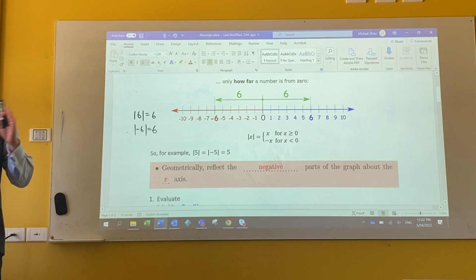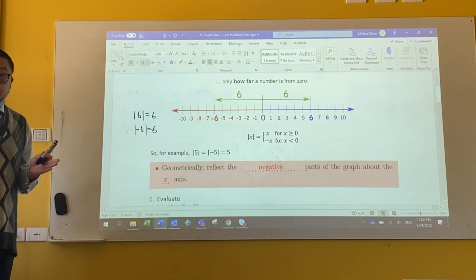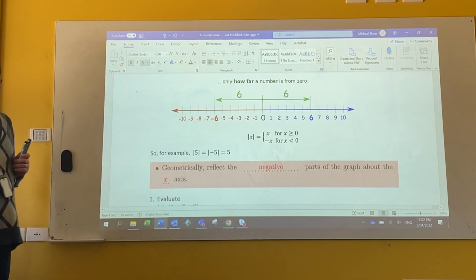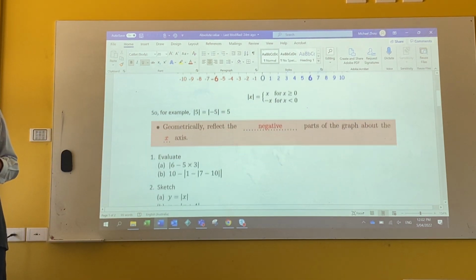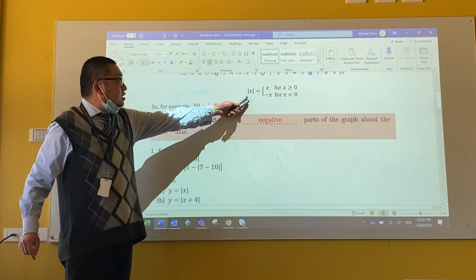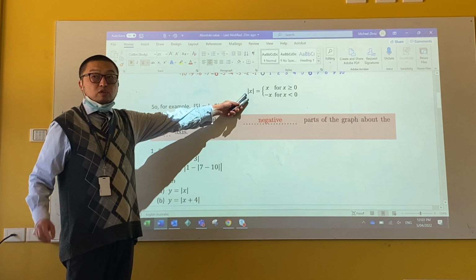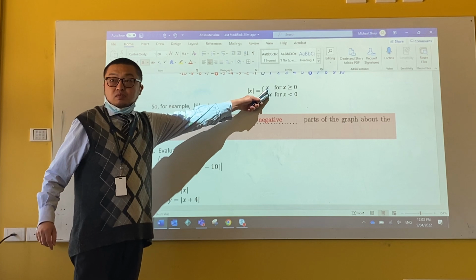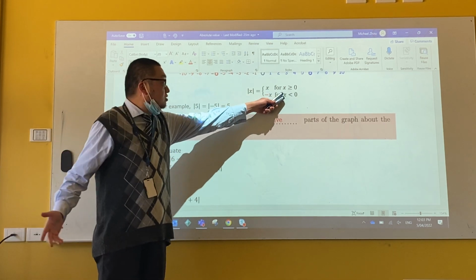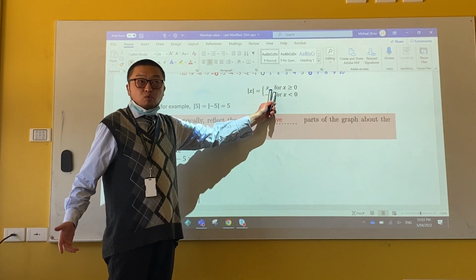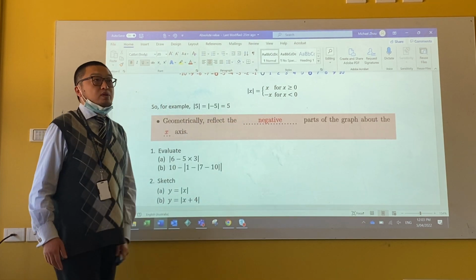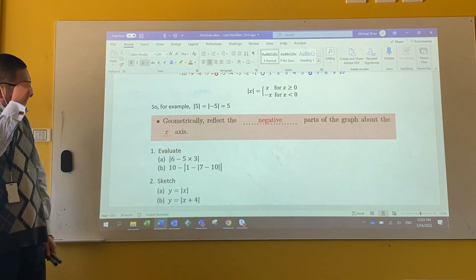Now, that's just the description. Okay. This is what I want you guys to write down, this part. The absolute value of x will give me 2 cases. One is x: when x is greater than 0, it will give me x. When x is smaller than 0, it will give me negative x. We'll have a look at it in detail after I write this down.